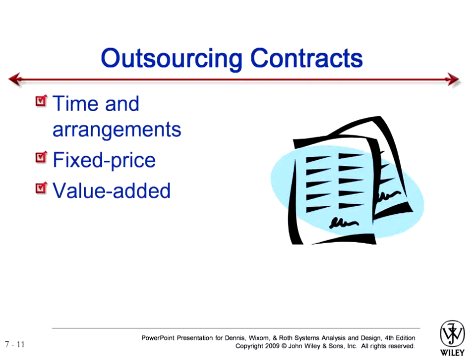Now, when you go for outsourcing contracts, there are certain things which you have to think about. These are time and arrangements, and whether it should be fixed price, or it should be value added. So these are the different types of outsourcing contracts which you can make.